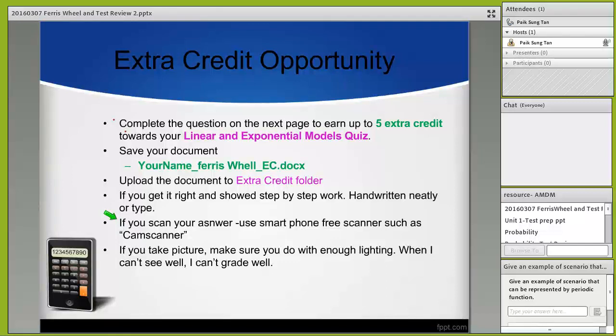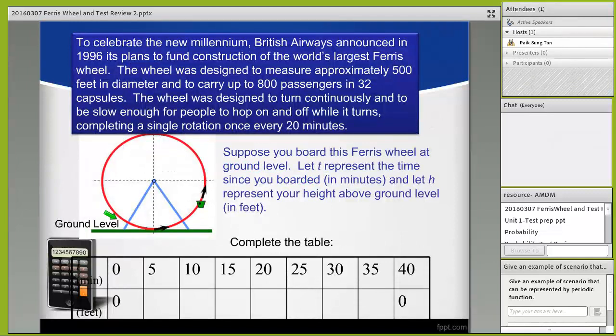So here is a question. To celebrate the new millennium, British Airways announced in 1996 its plan to fund construction of the world's largest Ferris wheel. The wheel was designed to measure approximately 500 feet in diameter and carry up to 800 passengers in 32 capsules. The wheel was designed to turn continuously and slowly enough for people to hop on and hop off while it turns, completing a single rotation once every 20 minutes.